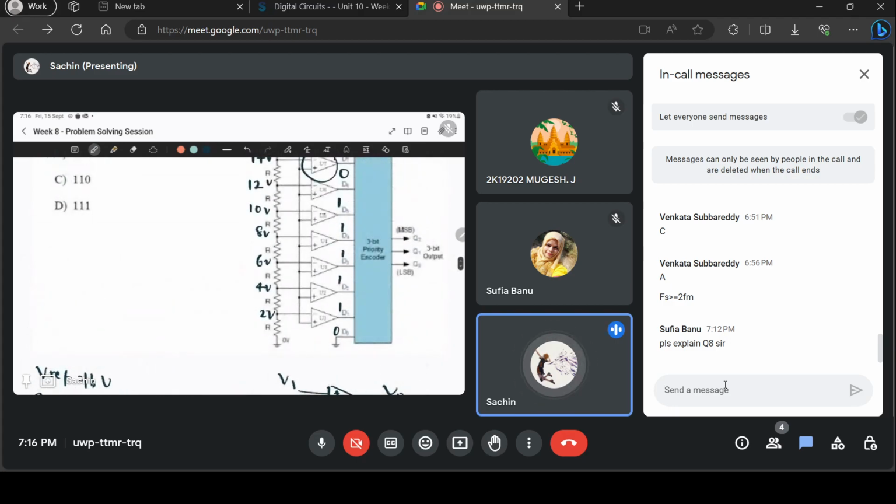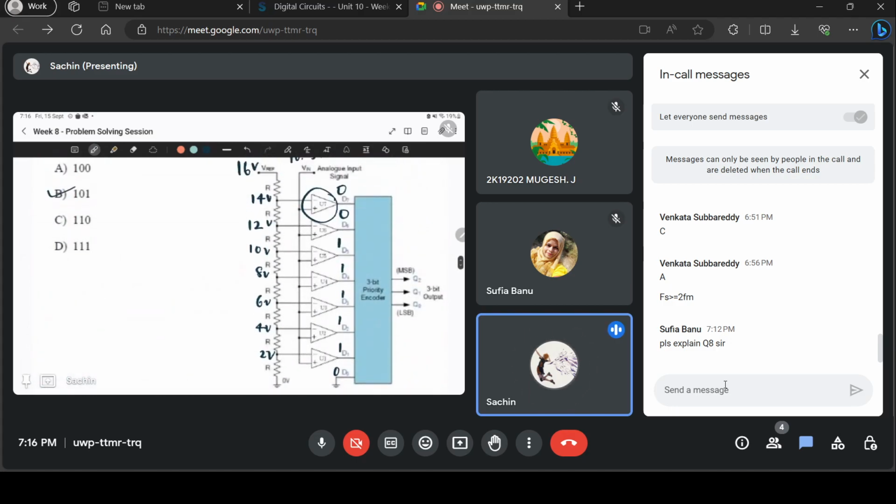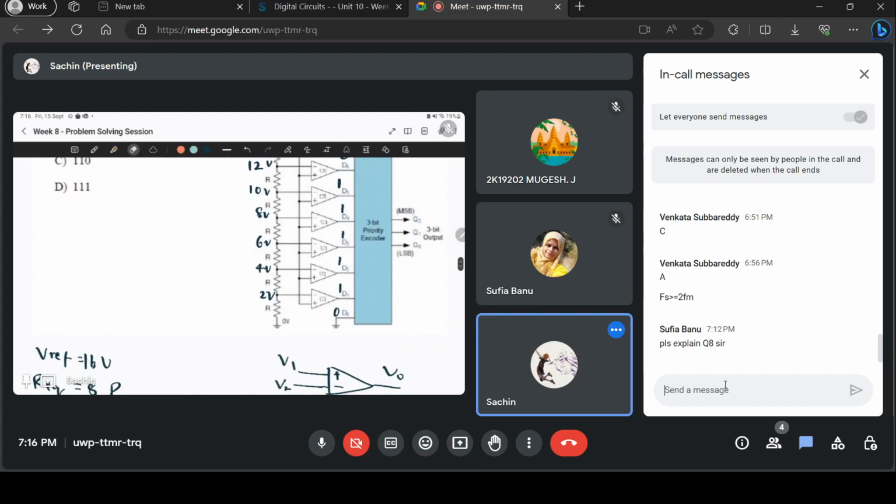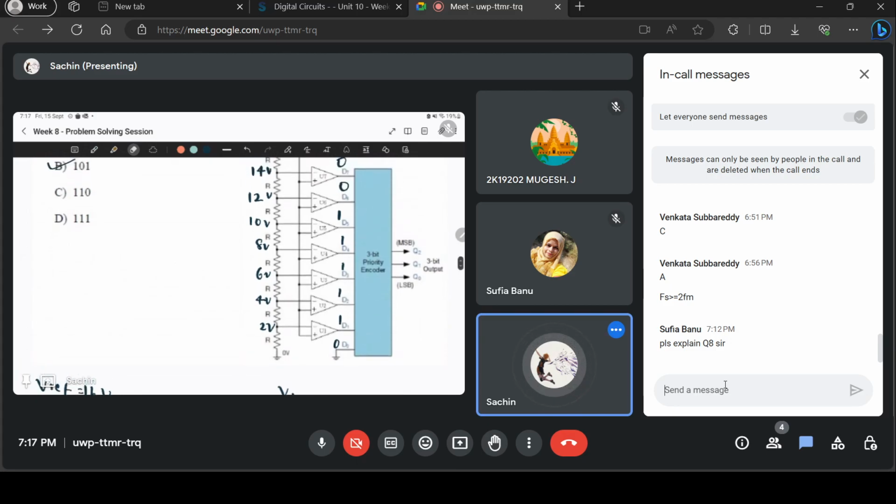It will find the difference between the voltages connected to the positive and negative terminal, and if the higher voltage is connected to the positive terminal, it will give you output high. Did you understand that?